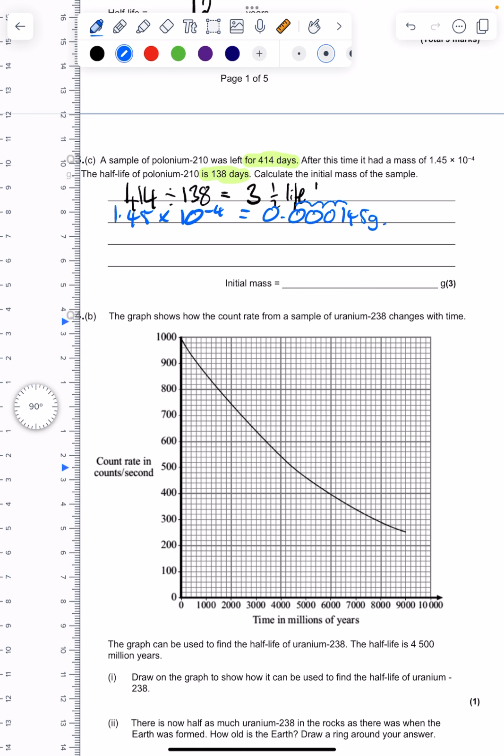Now, that's at the end of it. We know that there have been 3 half-lives. So to calculate this one, 0.000145, and then we times it by 2, then times it by 2, and then times it by 2 again, because there have been 3 half-lives. Which will give us an answer of 0.00116 grams.